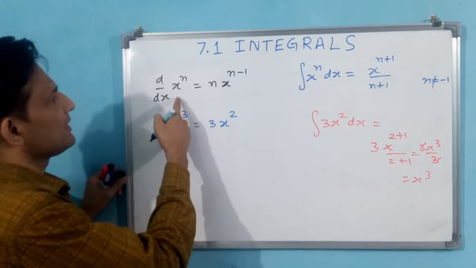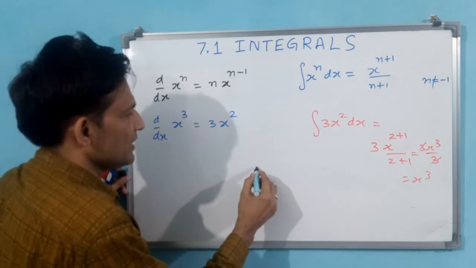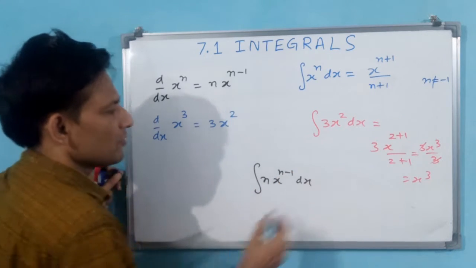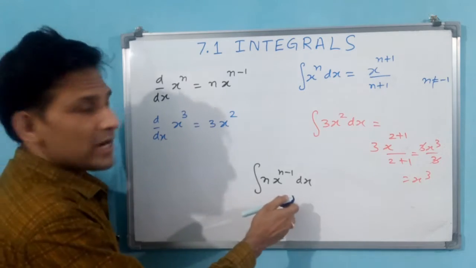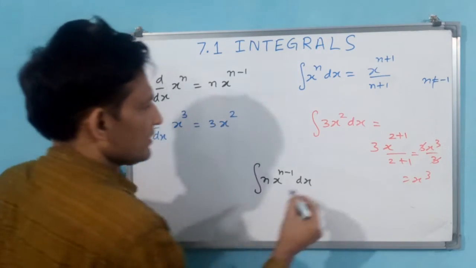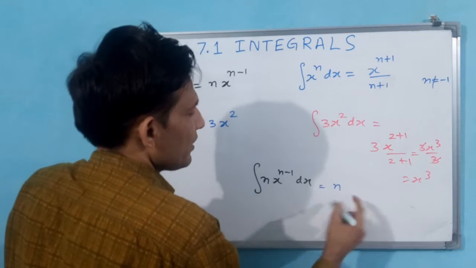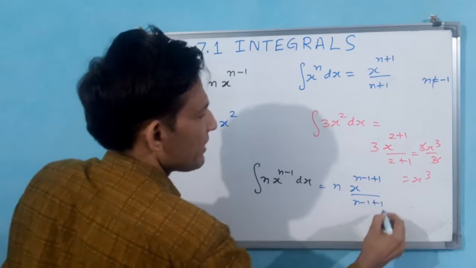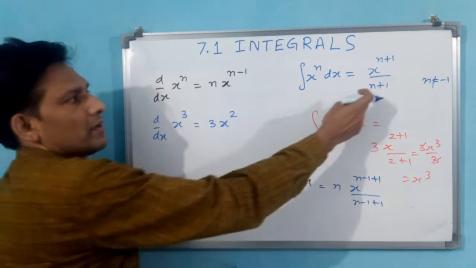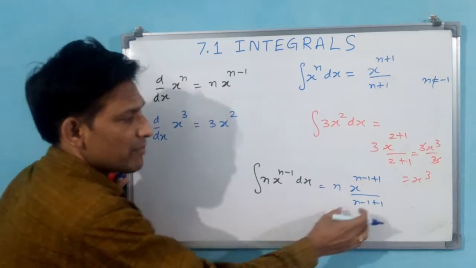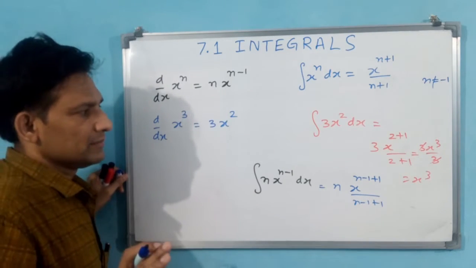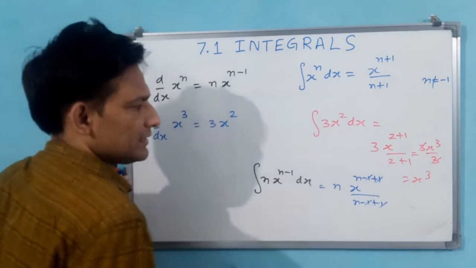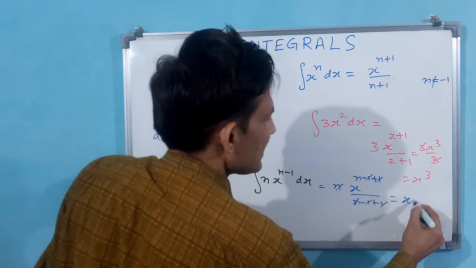You see, I am coming back to this one, n into x power n minus 1 they have given. You see, integral n into x power n minus 1 dx they have given. Okay. See, I am going to get again x power n. You see how I am getting. That is equal to n into x power n minus 1 plus 1 by n minus 1 plus 1, which is n plus 1. Here n minus 1 plus 1 is n. Like that you have to think. Okay. See, the minus 1 plus 1 is going to get cancelled, and n is going to get cancelled. Finally, x power n you are going to get.